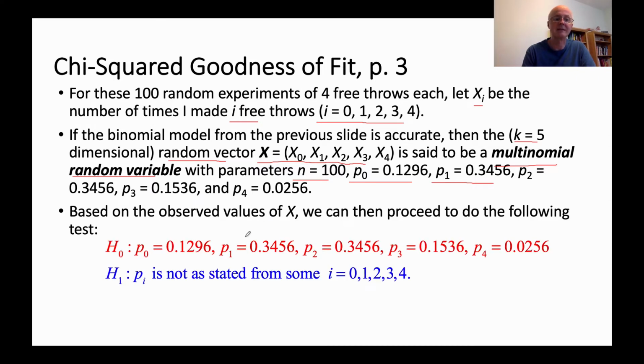The null hypothesis has 5 parts to it. P0 is 0.1296, P1 is 0.3456, etc. And the alternative hypothesis is that Pi is not as stated. It's not equal to these for at least one of those i's, 0, 1, 2, 3, or 4.